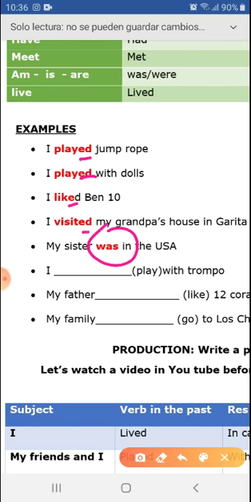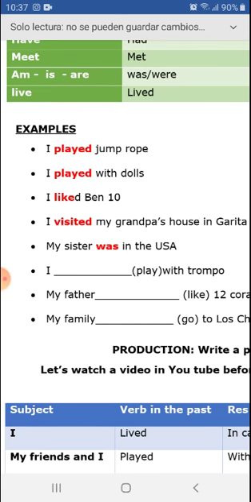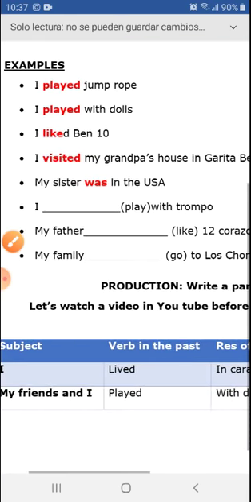Yes? The regulars, los regulares, they finish in ed. But the irregulars, los irregulares, they don't. Okay? They no terminan en ed. They are written in different forms. Escriben en forma diferente. Now, let's practice.